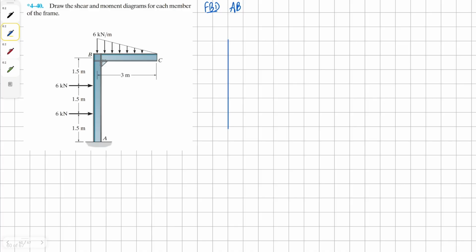At member A, we're going to have both horizontal and vertical reactions plus the moment. Then we have 2 point loads, 6 kilonewton and another 6 kilonewton. At B, we can have the same reactions as A, but I'm going to assume them opposite.